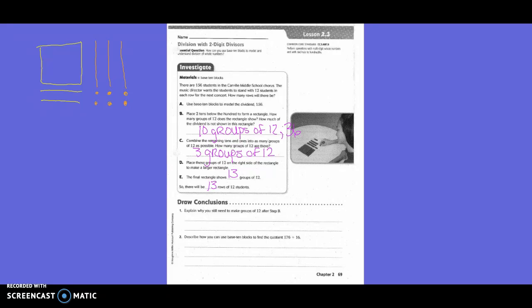Draw conclusions. Explain why you still need to make groups of 12 after step B. We had some remaining base 10 blocks. Therefore, our quotient would be larger than 12.